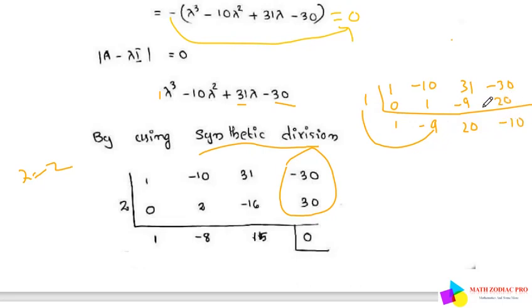So this is wrong. With lambda equal to 1 we do not get the answer 0. Next we use lambda equal to 2. Lambda equal to 2.